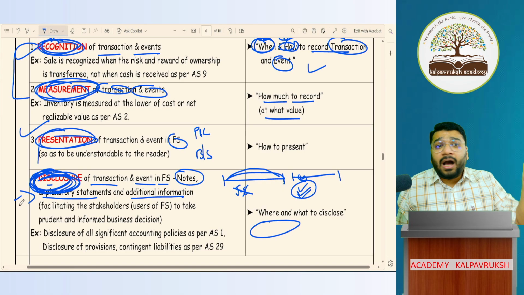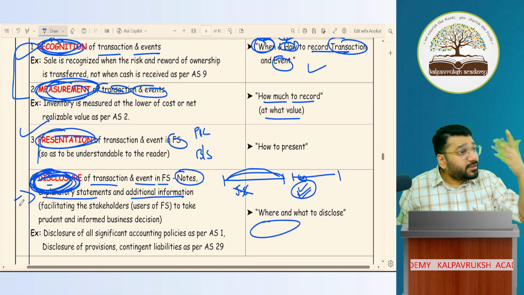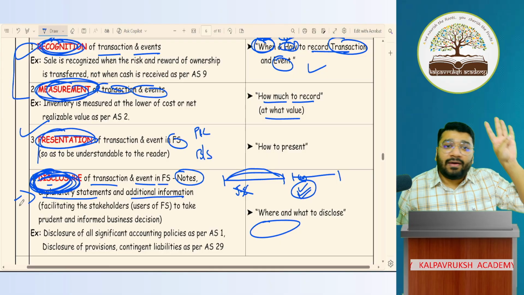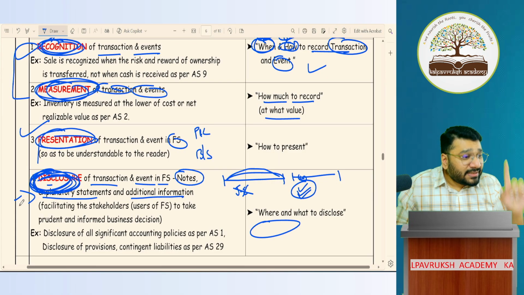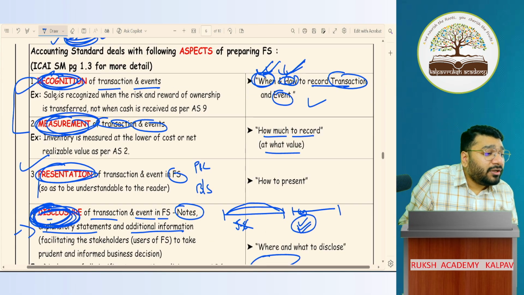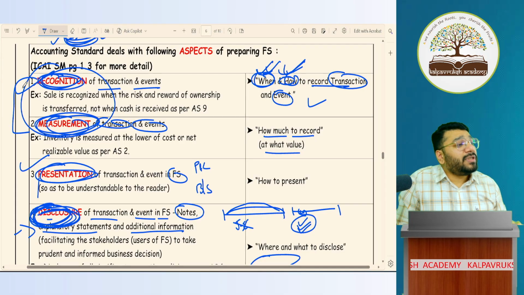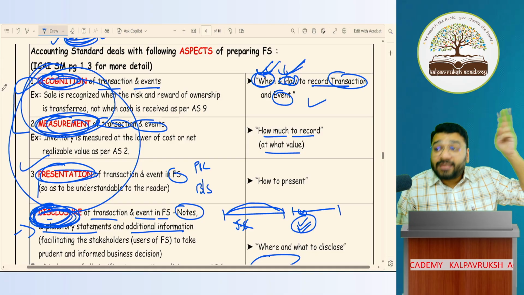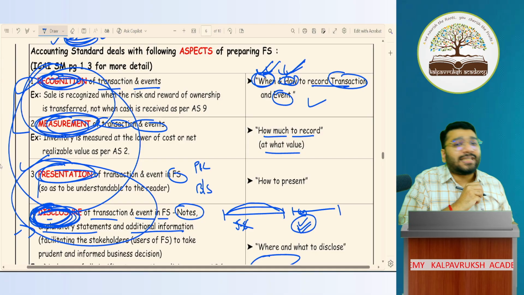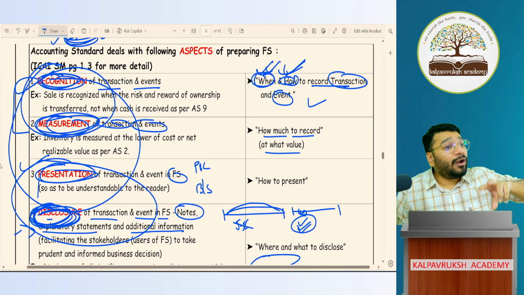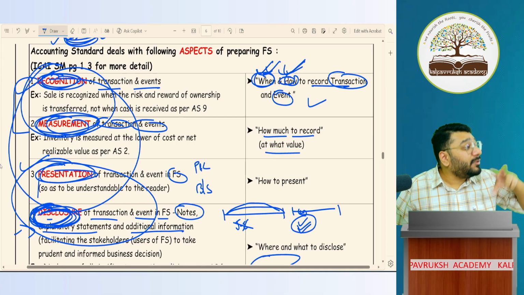Sir, are all the AS covering all the 4 aspects? No. There are some AS which will cover all the 4 aspects. There are some AS which will cover only the first 2 aspects. Some AS cover only the first 3 aspects. Some AS cover only the 3rd and 4th aspect. So it differs from AS to AS. It differs from problem to problem.